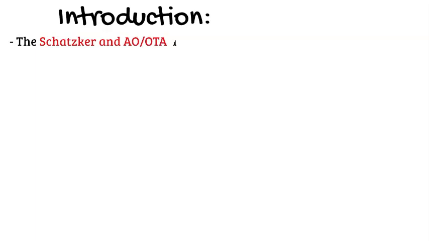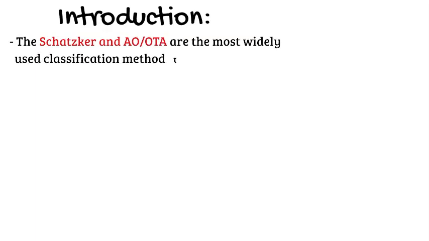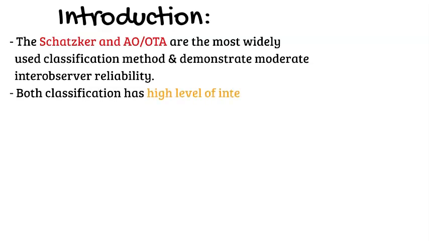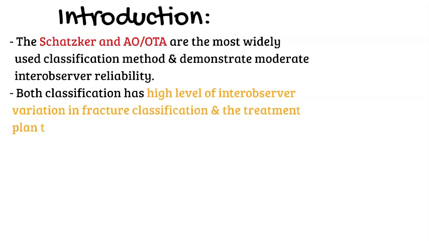As an introduction, the Schatzker and AO or OTA are the most widely used classification methods and demonstrate moderate inter-observer reliability. Both classifications have a high level of inter-observer variation in fracture classification and the treatment plan that follows.